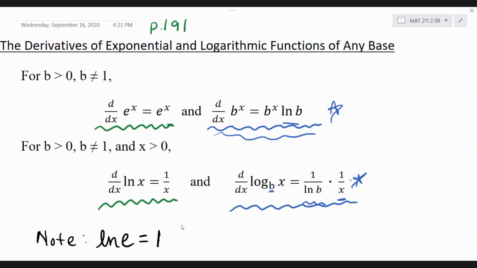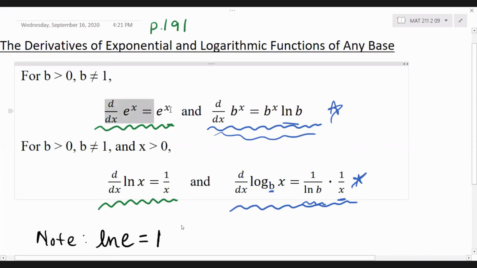Or 190-ish. Looking at this page, it looks like a lot, but the natural exponential and natural log are ones that you should know. So I will not give those 2 directly, the e and the natural log, on the test, but I will give the general base b formulas on the test.